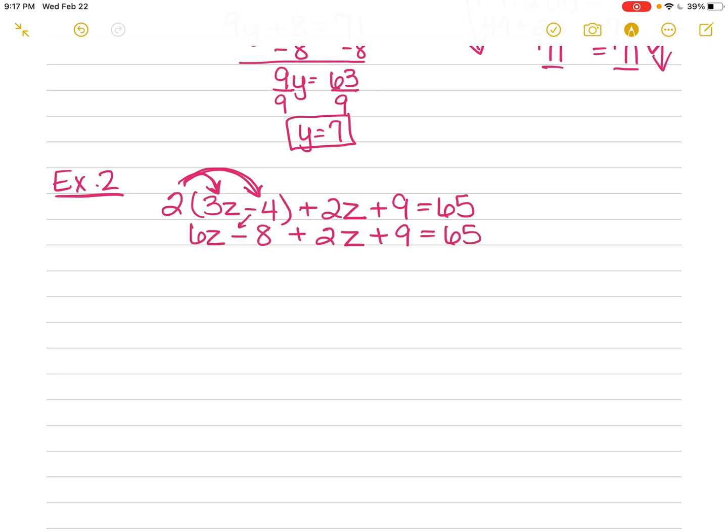Now I'm ready to add my like terms. My like terms are z and this z and this z, so 6z and 2z. And then my other like terms are ones that don't even have variables. These are called constants. So my minus 8 and my plus 9. Okay, we're going to talk about that in just a minute. Let's do our z's first. So 6z right here and 2z will make 8z.